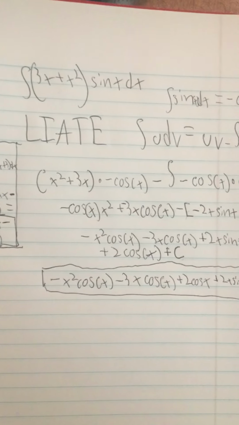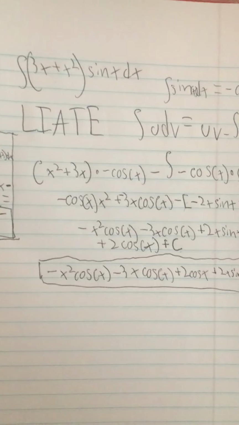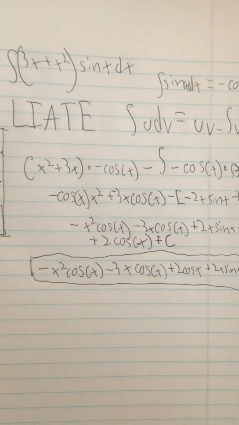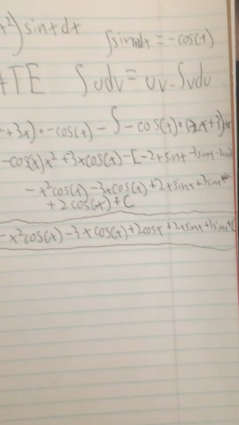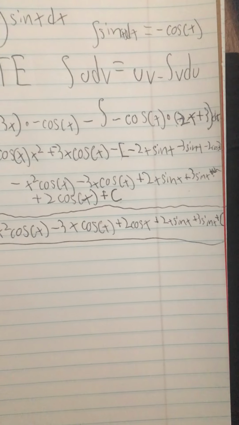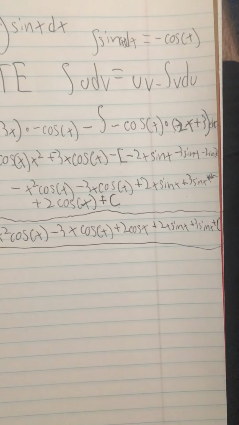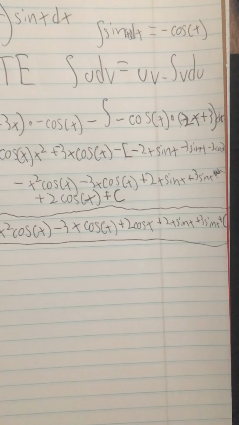Two for the price of one. If I can focus in on the answer, we started with the integral of 3x plus x squared in parentheses sine x dx. And after 2 integrations by parts, we have negative x squared cosine of x minus 3x cosine of x plus 2 cosine of x plus 2x sine of x plus 3 sine of x plus c.